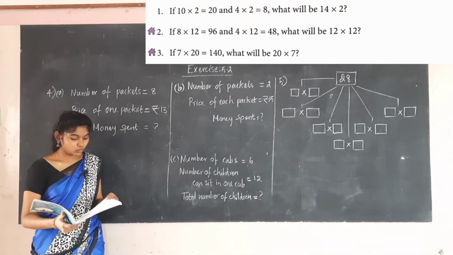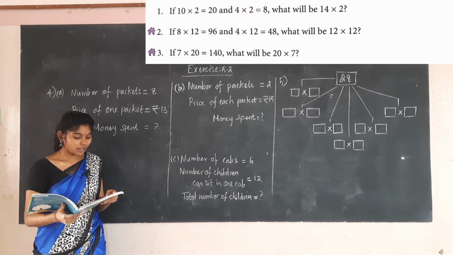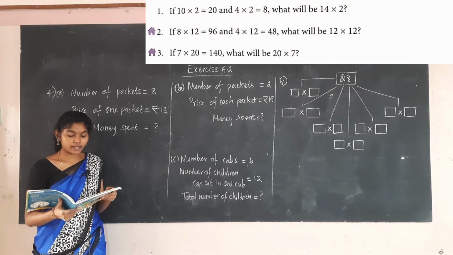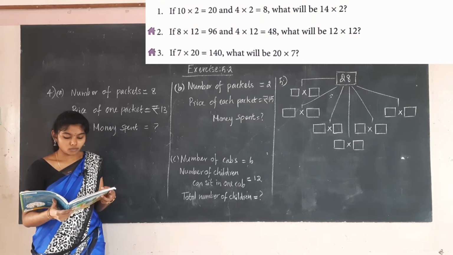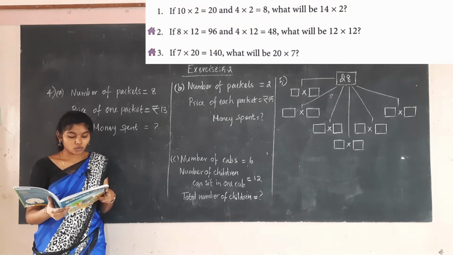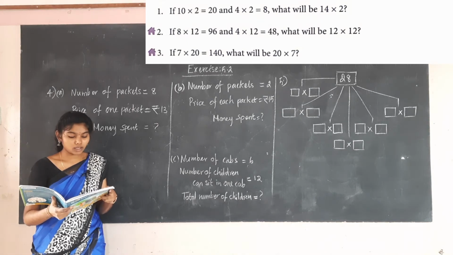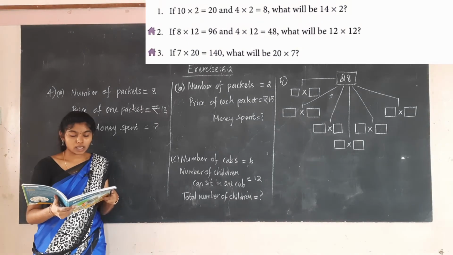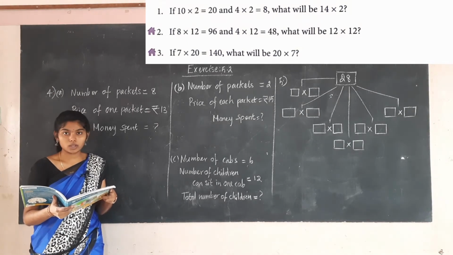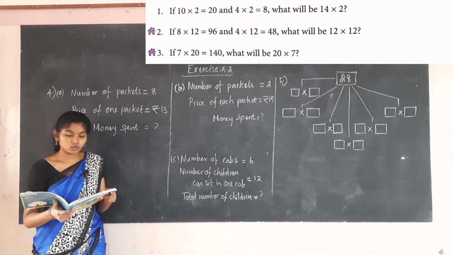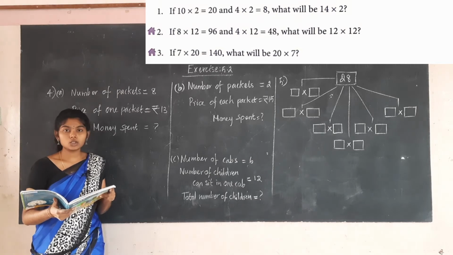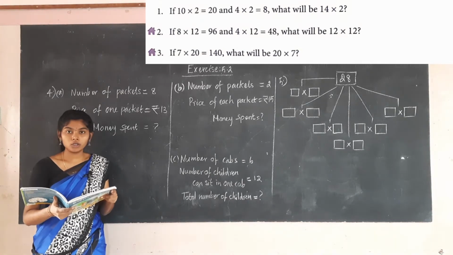Now we shall see the second problem. If 8 into 12 is equal to 96 and 4 into 12 is equal to 48, what will be 12 into 12? The first one I have said like that. For the same thing, the second and the third problem, you are going to do as homework. The second one I am going to explain to you. So 8 into 12 is 96, you know, and 4 into 12 is 48.